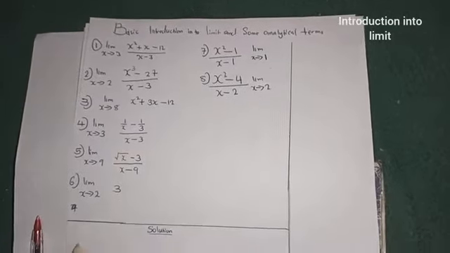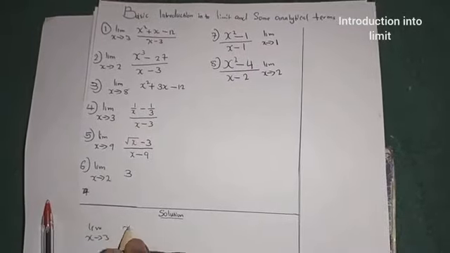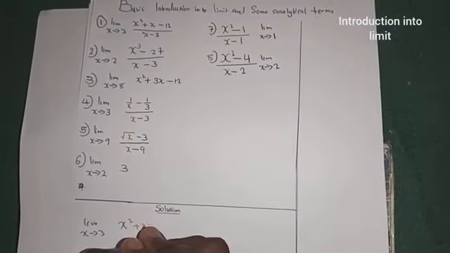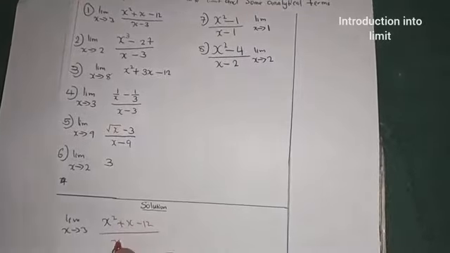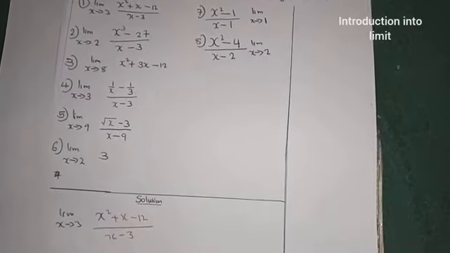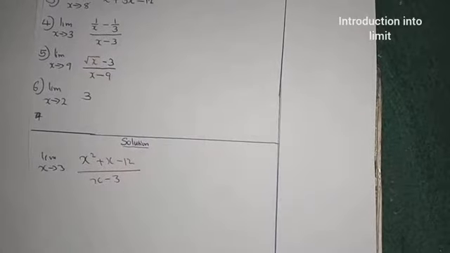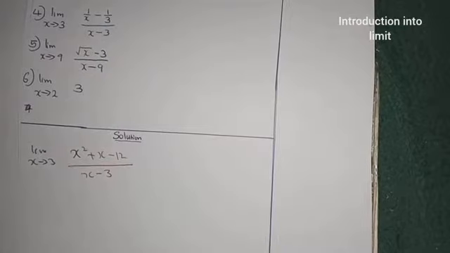Number one says: the limit as x approaches 3 of x squared plus x minus 12, all divided by x minus 3. If you substitute the value of x directly here, you're going to get 0 at the denominator, and that gives an undefined limit.